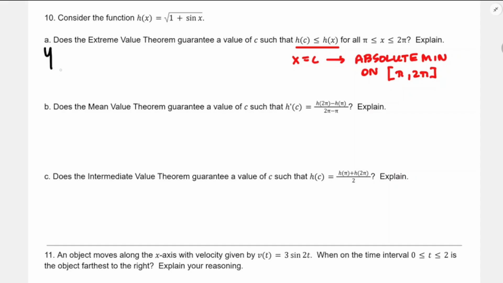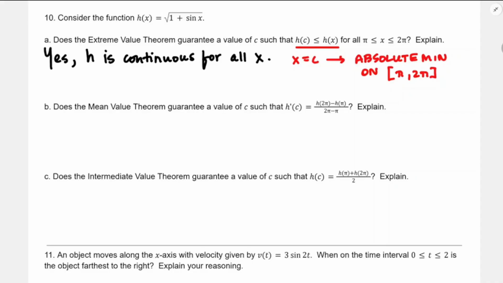Explain: because h is continuous. I'm going to say all x, because that's true. But it's definitely true on that interval pi to 2 pi. Then, does the mean value theorem guarantee a value of c such that h prime of c is the average rate of change of h over the interval pi to 2 pi? So this is the question, is it differentiable?